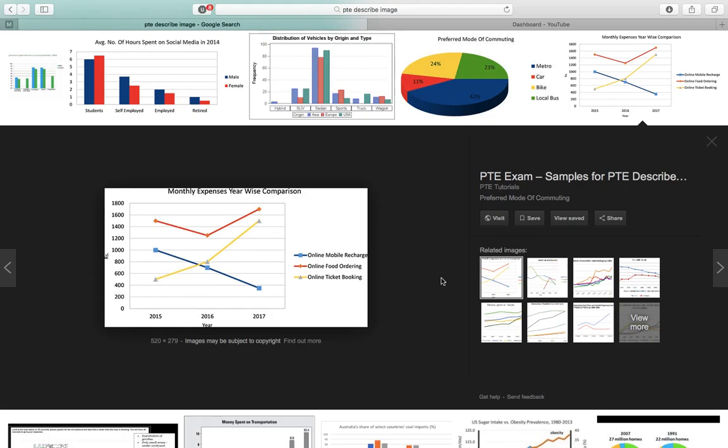In this case, the answer could be something like the monthly expense on online ticket booking started at about 500 rupees in 2015, but the number rose significantly to about 1500 rupees in 2017. Online mobile recharge started at about 1000 rupees in 2015 but declined continuously throughout the period, reaching about 400 rupees in 2017. Online food ordering was at the top throughout the period, started at about 1500 rupees and ended at about 1700 rupees.